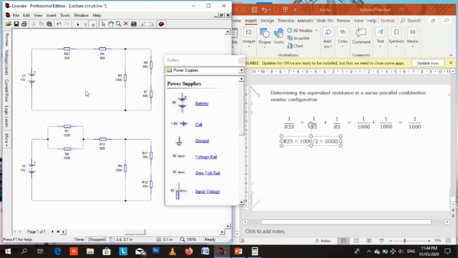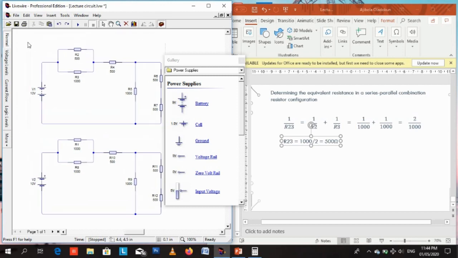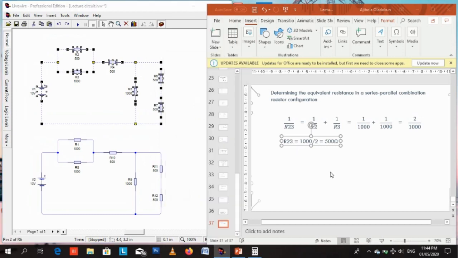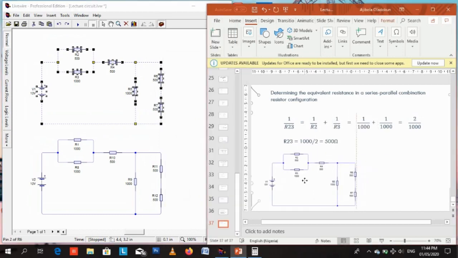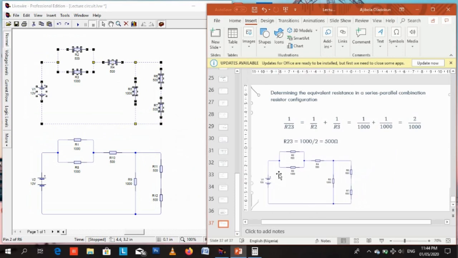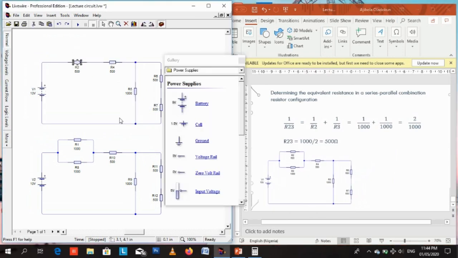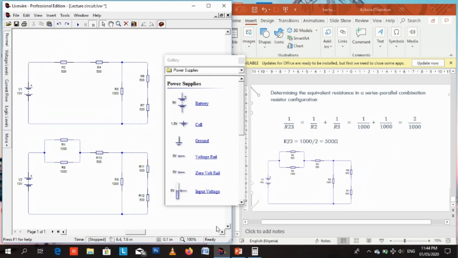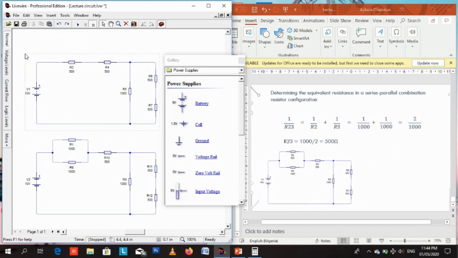So R23, 500 ohms, is basically the result of having 2 resistors, R2 and R3, in parallel. R2 was 1000 ohms, R3 was 1000 ohms. Both of them in parallel give us an equivalent resistance R23 of 500 ohms. So we replace the 2 resistors that were in parallel with a single resistance, which is the equivalent resistance of the 2 of them, R23, which is 500 ohms.